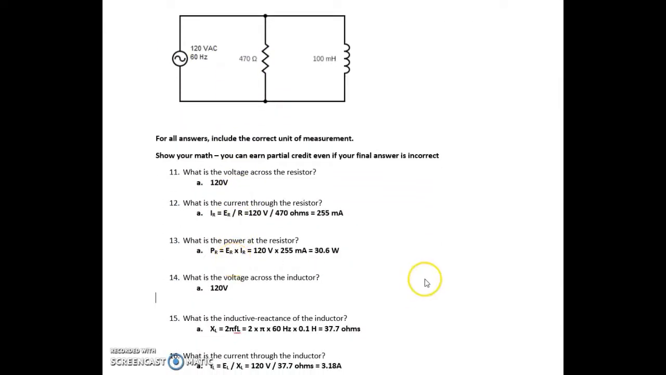For the second half of the quiz on resistive inductive parallel circuits, this is the same circuit and the same questions that we had in the homework for the parallel circuits. So I am not going to repeat that here. If you want to see a review of the second half of this quiz, please re-watch the homework review for resistive inductive parallel circuits.